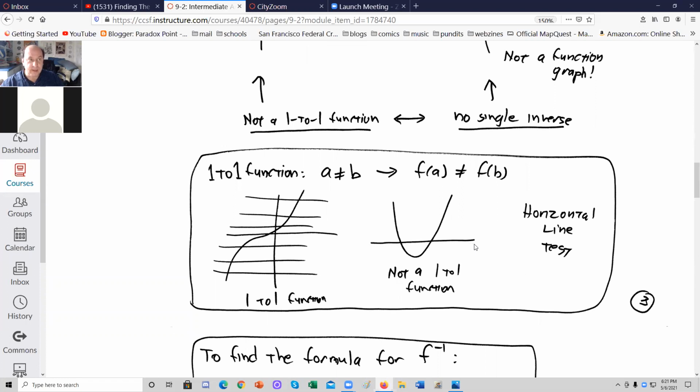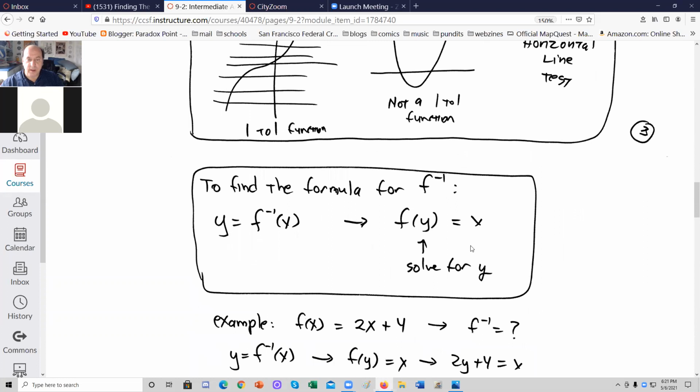It does not have a single inverse. As to finding the formula, as opposed to the graph, of the inverse function, y equals f inverse of x if f of y equals x. So write f of y equals x and then solve for y, and you get the inverse function. In a sense, inverse functions are like algebra in general. We're sort of transposing f to the other side to get f inverse.